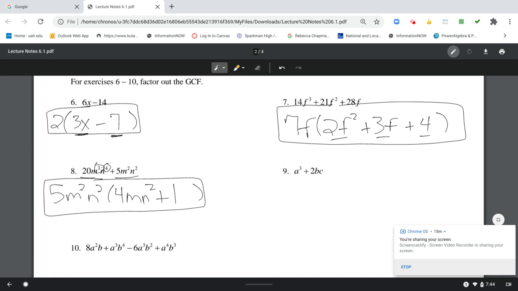In number 9, when I look at these two terms, I have an a here, but I do not have an a over here. They have absolutely nothing in common. This is considered to be a prime polynomial when all the terms involved have absolutely nothing in common. Technically, officially, the only thing they have in common is a 1, but factoring out a 1 does not do us any good because it's 1.